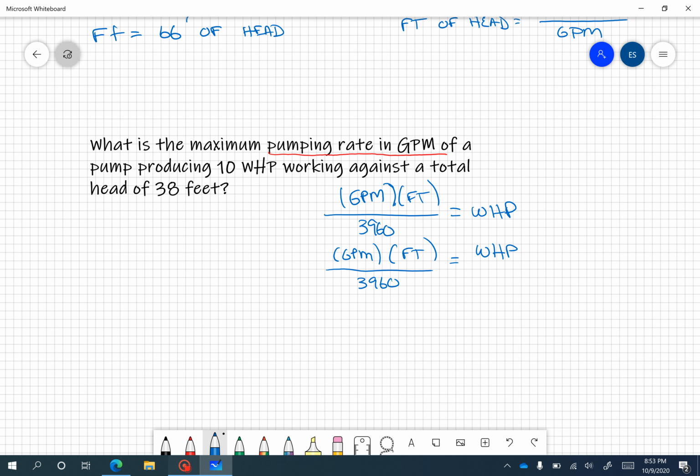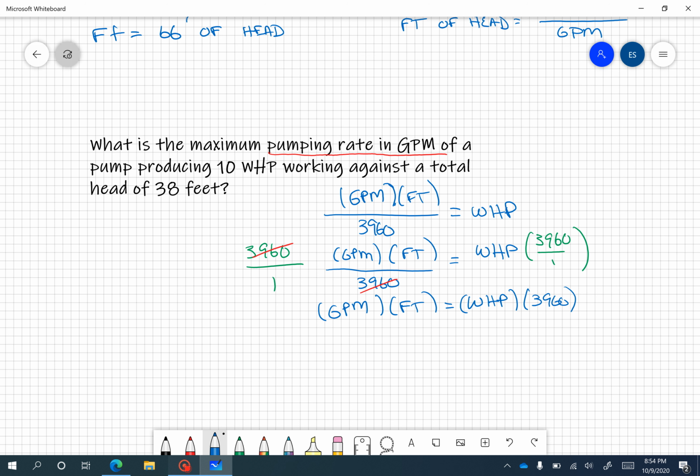by 3960 over 1. So 3960 is going to cancel itself out on this side of the equation, and I'm going to be left with gallons per minute times feet of head equals water horsepower times 3960.